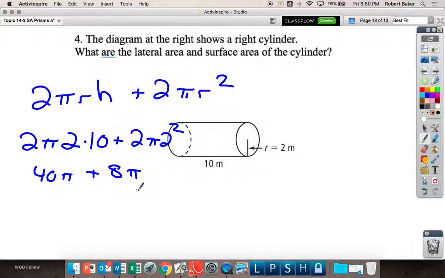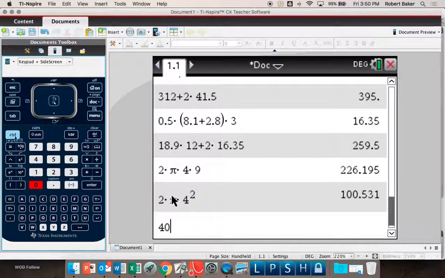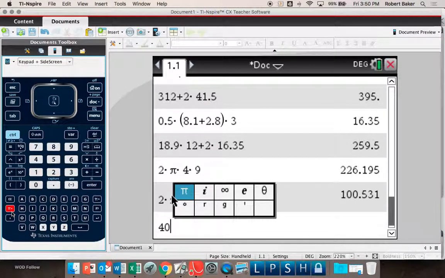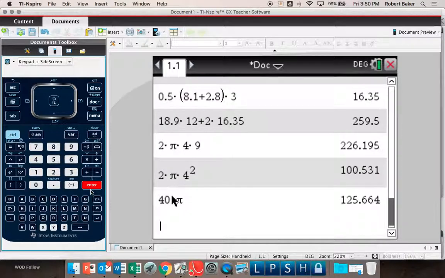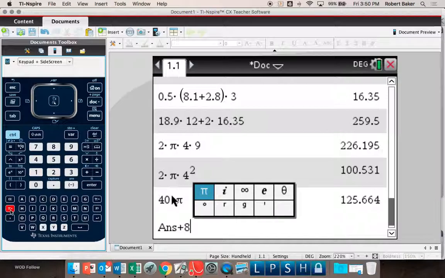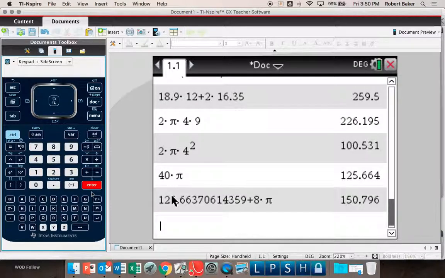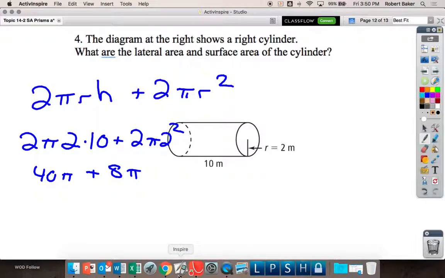Most of you guys like to see decimals, so I'll compute that for you. So 40 pi is the lateral surface area at 125, plus 8 pi, 150. So 125 is your lateral surface area, 150 is your total surface area. You can leave your answer in terms of pi.